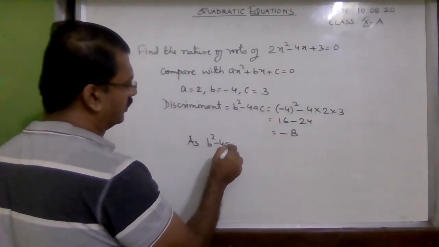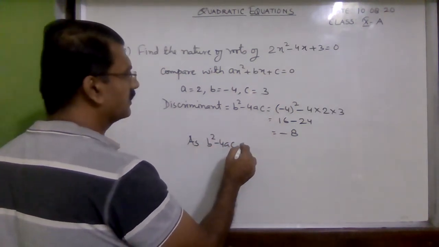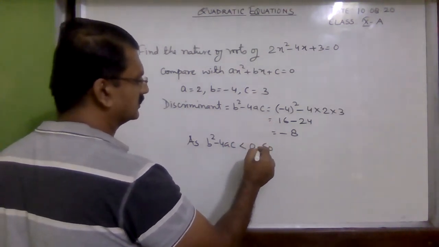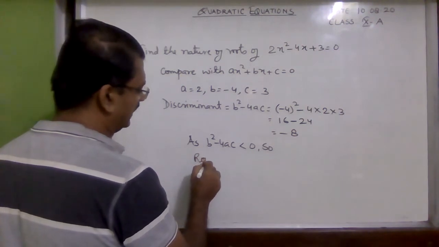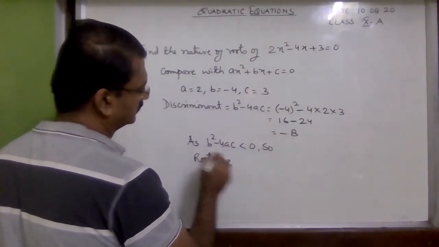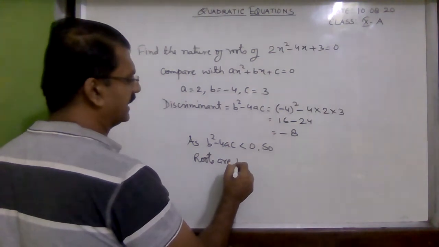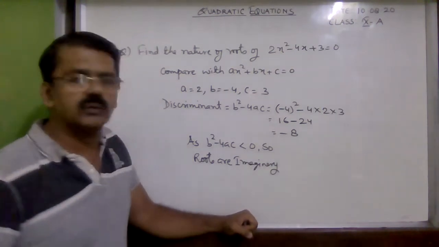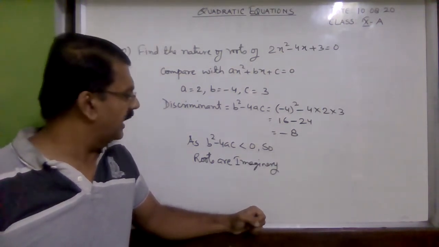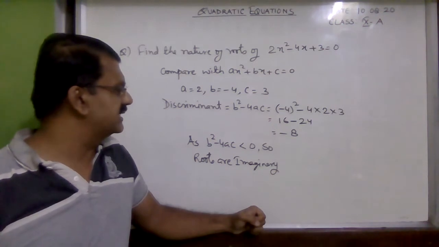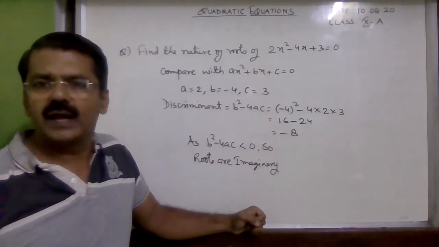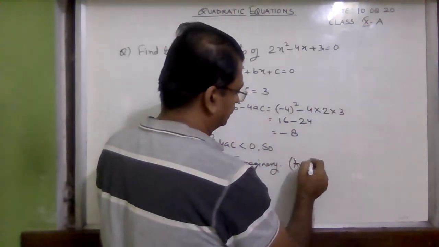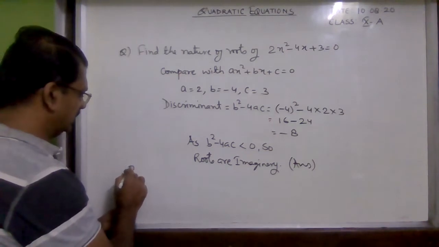as b square minus 4ac is less than 0, so roots are imaginary. When b square minus 4ac is less than 0, then the roots are imaginary. Clear? That is your answer. Next question.